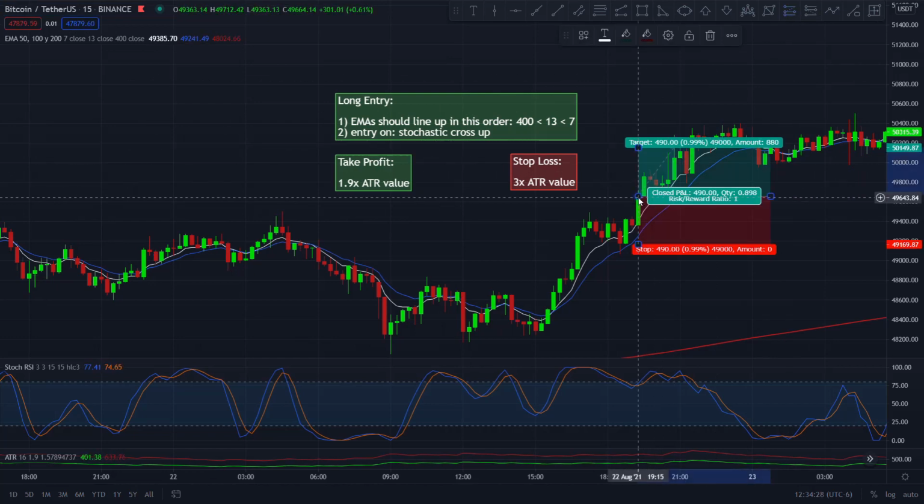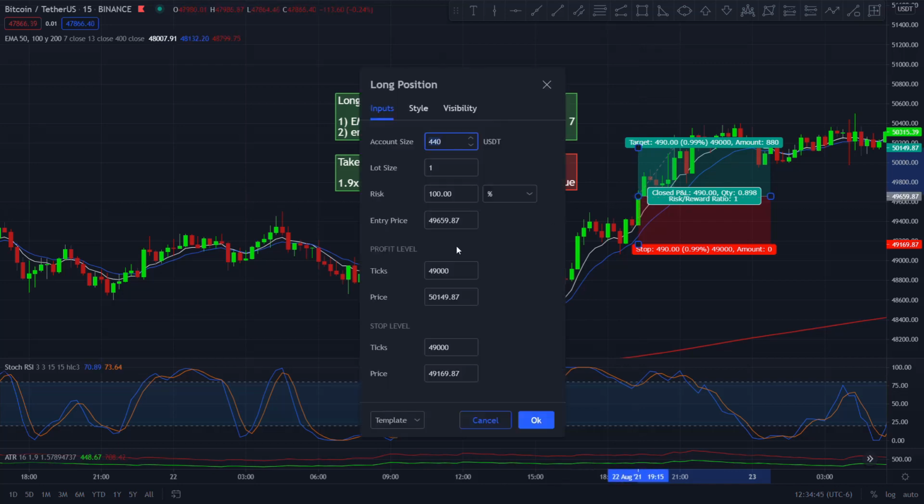For the take profit, you are going to set 1.9 times the ATR value, which you can see down in the bottom left corner. It's the green number. It's going to be 401.38. So let's type that in.